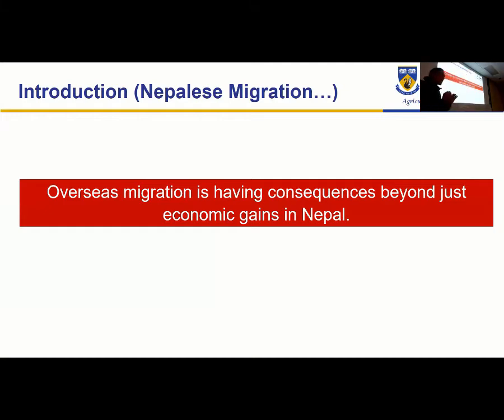So the key thing we can understand from this is that overseas migration is having consequences beyond just economic gains in Nepal, and its impacts are evident in every sphere of society, whether it be social, economic, political, or cultural. It is widely evident.